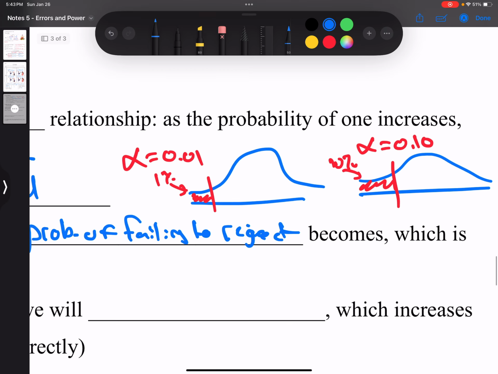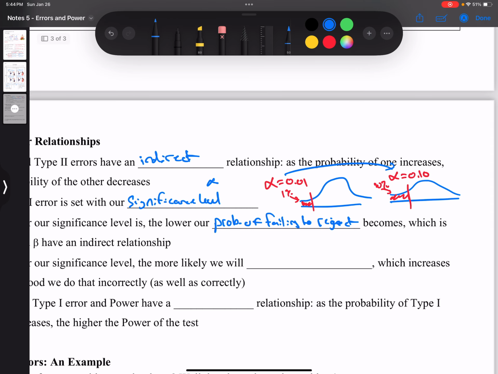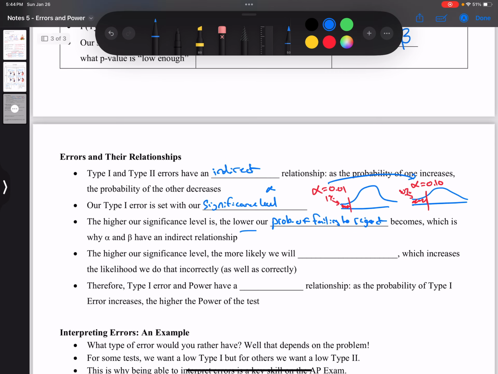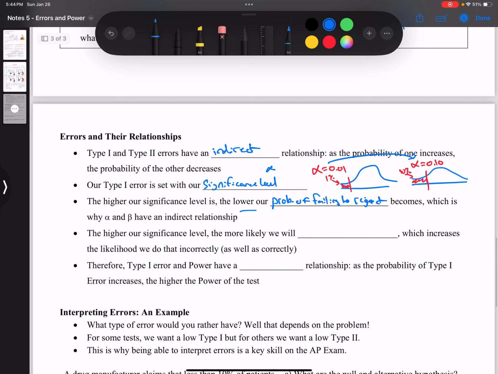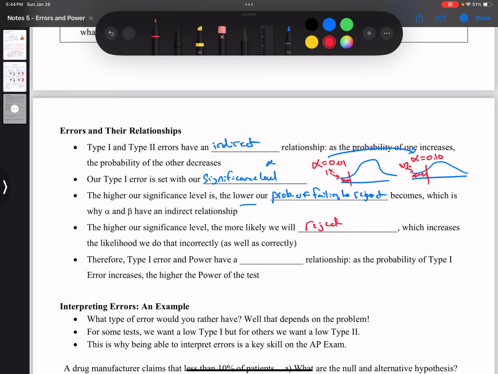As a little visual example, as our alpha increases, as our significance level increases from 1% to 10%, we're capturing more p-values, which means we are more likely to reject, okay? Which means our probability of failing to reject gets lower. So the more likely we are to reject, the less likely we are to fail to reject, okay? Hopefully that makes some sort of sense, okay? And then the higher our significance level is, the more likely we will reject the null, okay? Which is again the same situation.